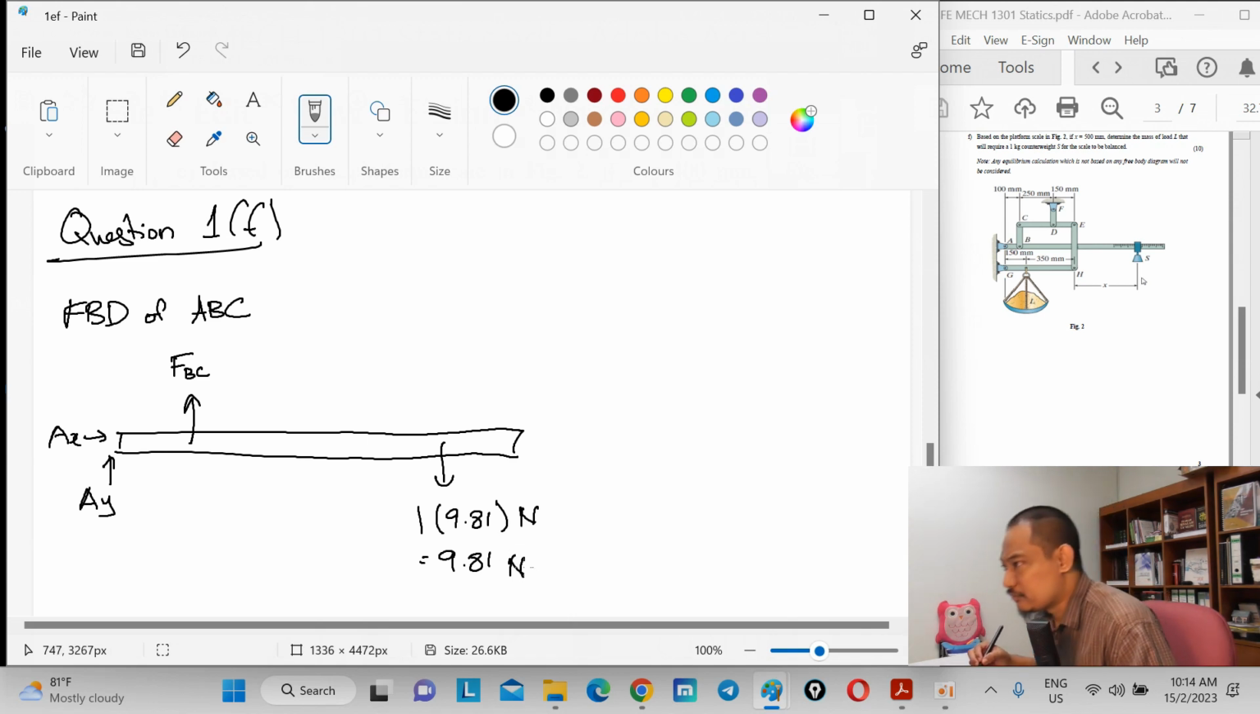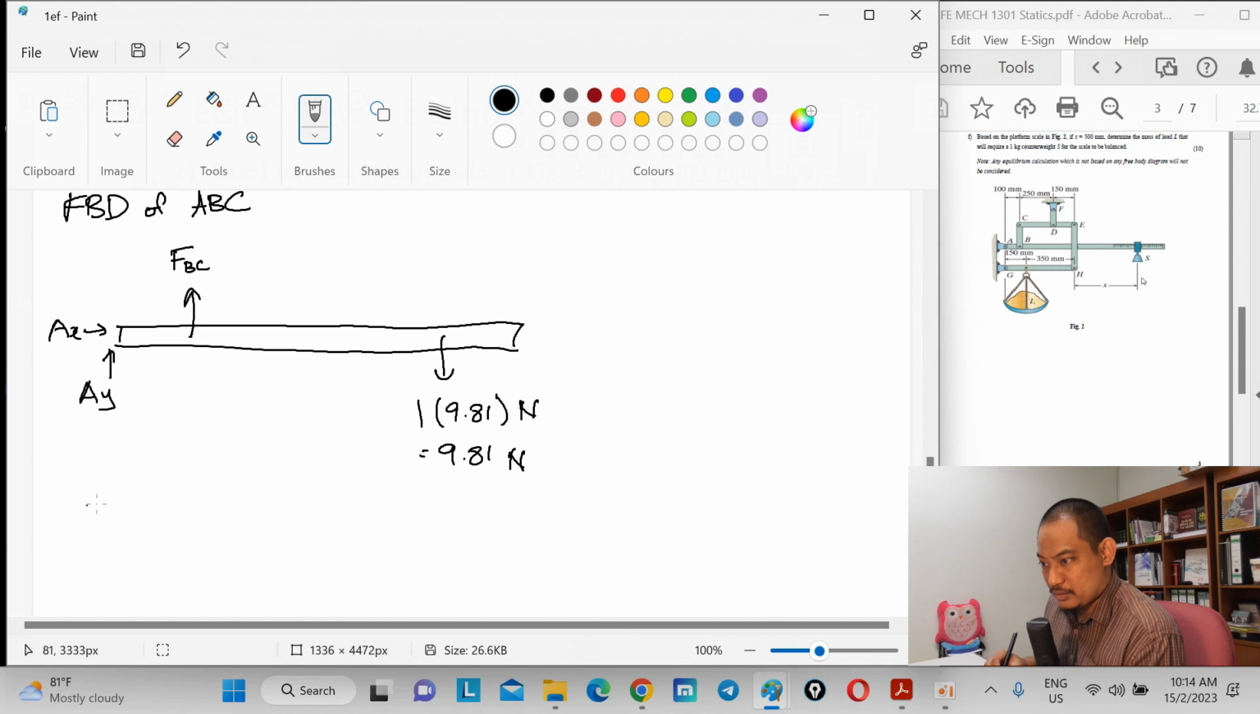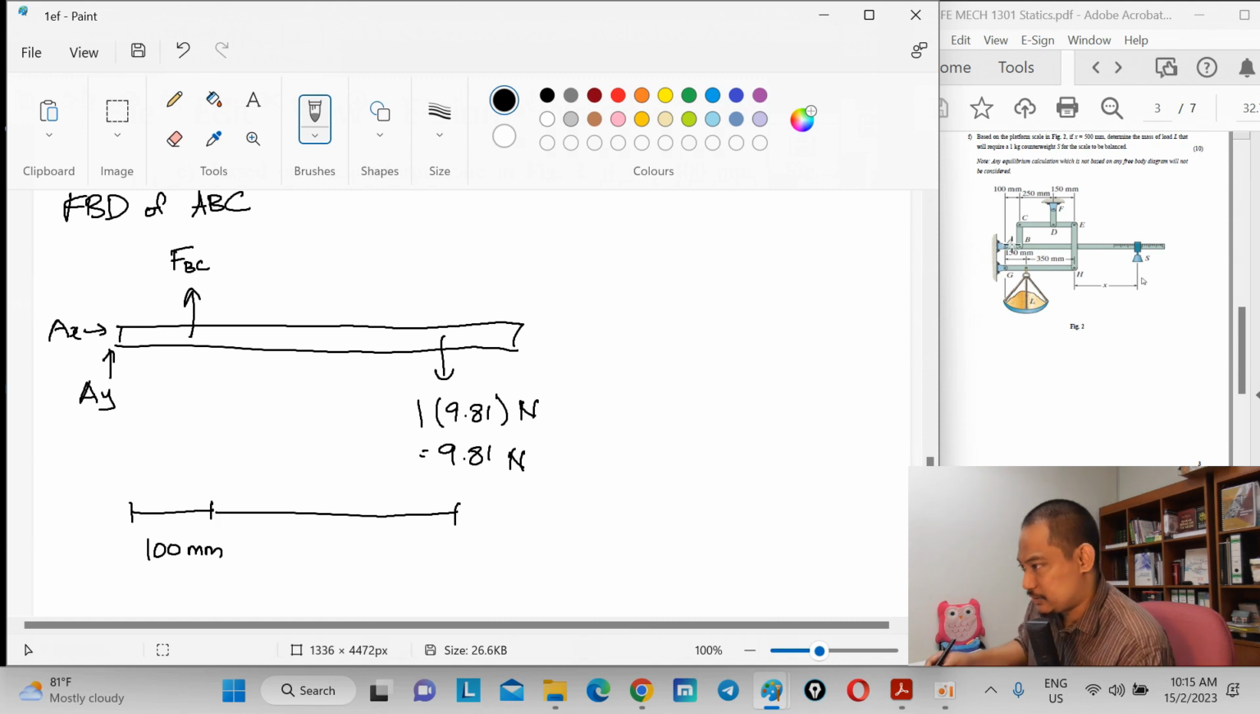Okay, 1 kilogram, right? And the distance will be different because X is different, right? So in this case, this is still 100. And now the distance is from point E to F there, right? This whole thing is 500, and then X is 500, becomes 1000. But because this is 100 already, this is 900 mm. Alright, so we have this, and we want to find FBC.